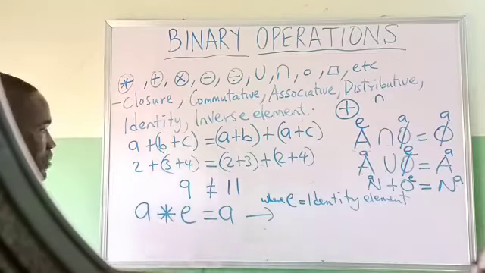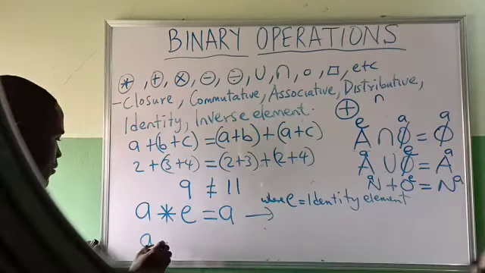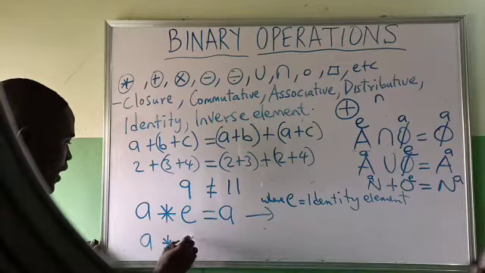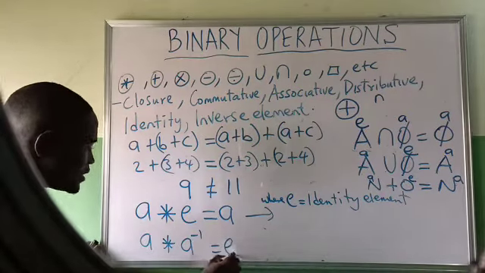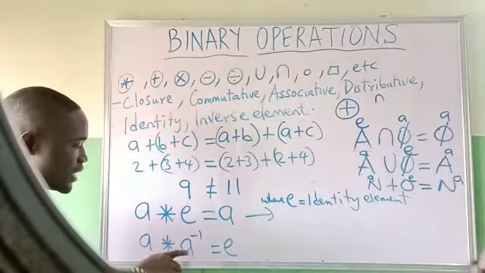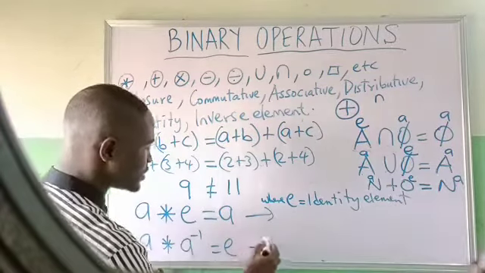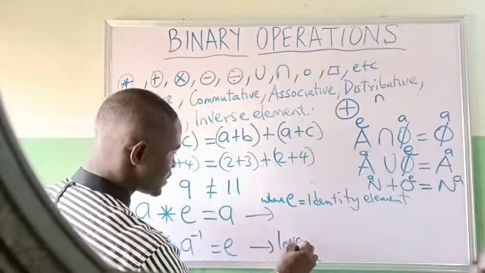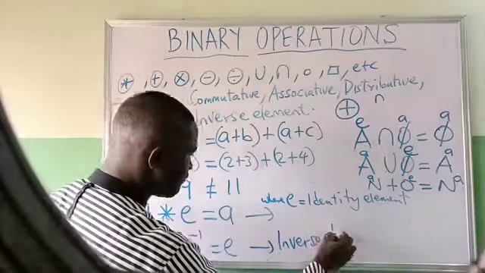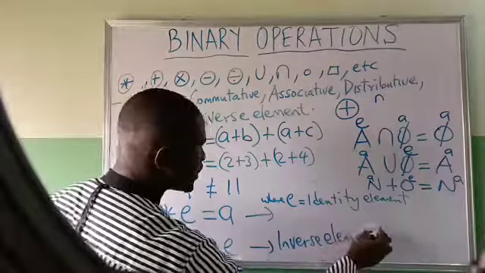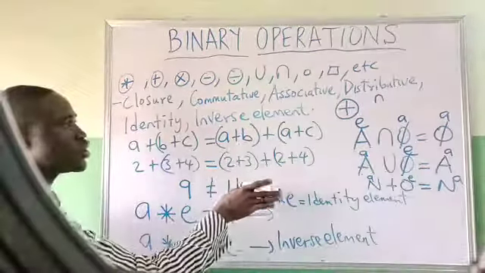For inverse element, A combined with A inverse gives you the identity element. A combined with A inverse is giving me the identity element. We said that this is the inverse element. It obeys the inverse element rule. We will see how to solve questions on this.